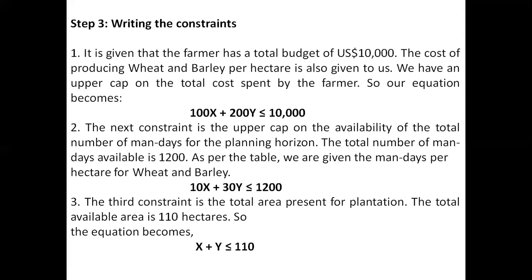In the question, he clearly specified that his budget is 10,000 and the availability of labor is 1200, but we only have to utilize 10 people for wheat production and 30 people for barley production.